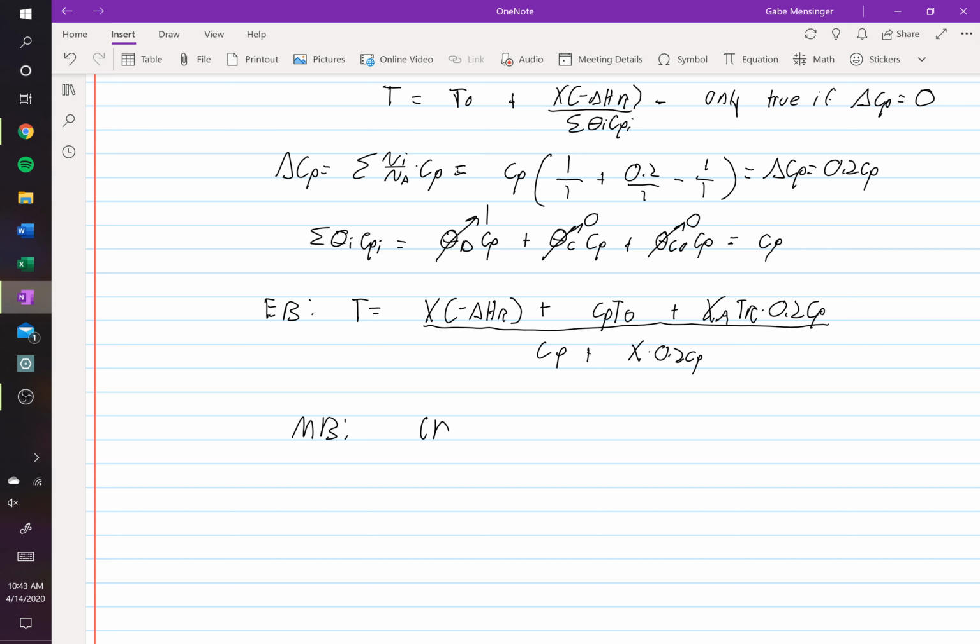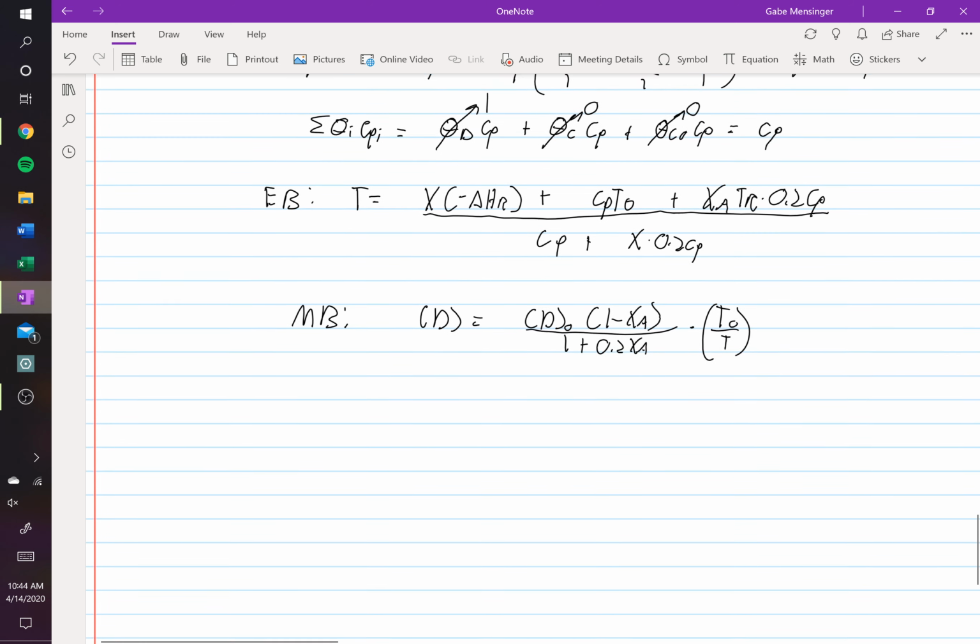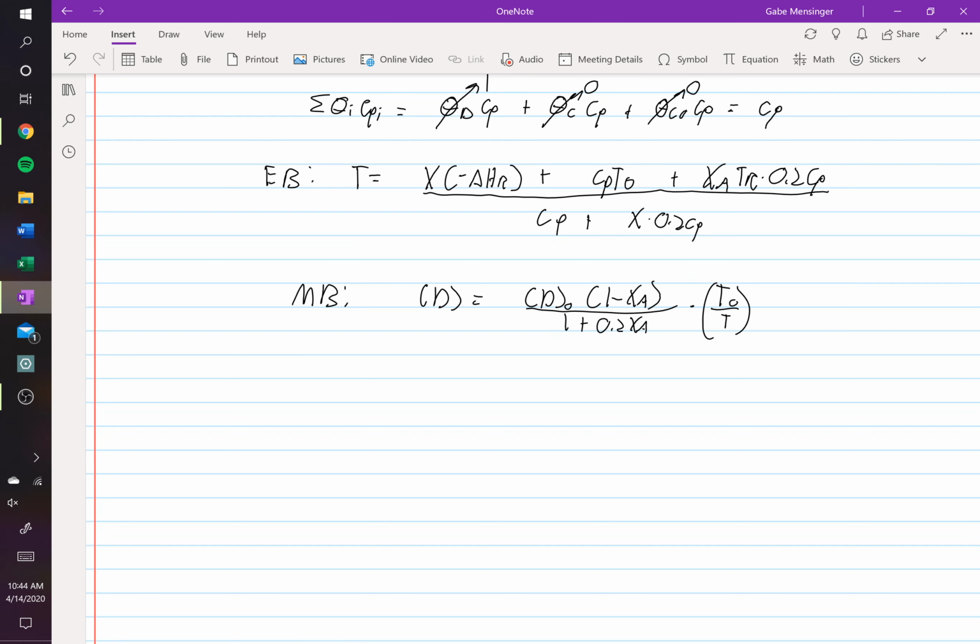The only thing that's going to change there is our expression for the concentration of D. So that is going to be of the form XA over 1 plus 0.2 XA times T naught over T. Right? Because we're non-isothermal, we have to include this part. I'm going to write the mass balance in the form that we're going to need it.